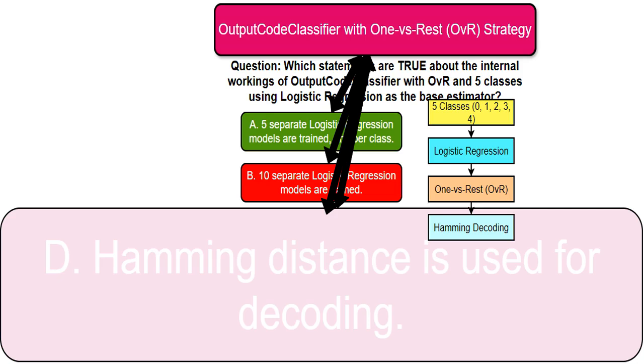Logistic regression is the base estimator used by the output code classifier. This means that each of the binary classifiers in the OVR strategy is a logistic regression model. This is the underlying model doing the actual classification in each 1 vs REST comparison.